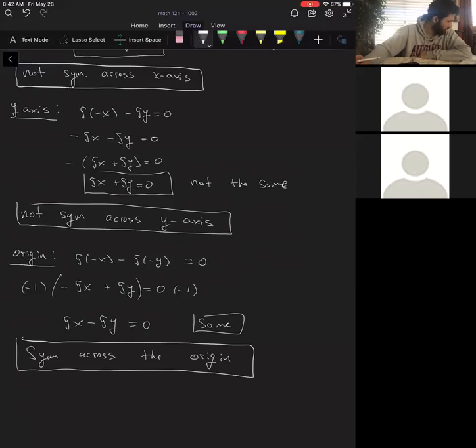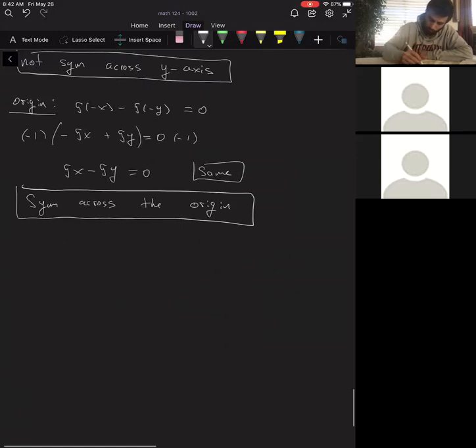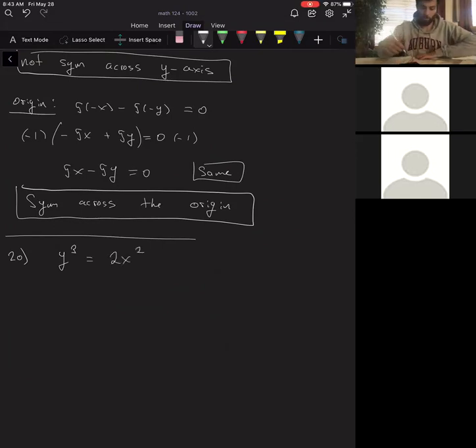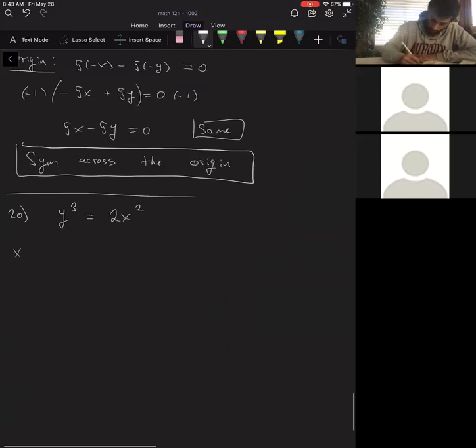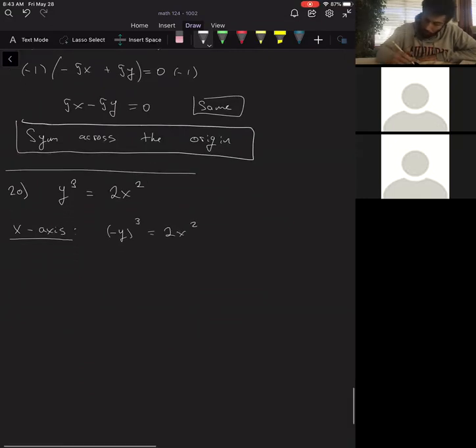All right, let's do one more like that. How about number 20? Here we are given that y cubed is equal to 2x squared. Now let's see what type of symmetry this has. For the x-axis, we replace y with minus y and see if anything changes. So we're going to have minus y cubed equals 2x squared. Minus y cubed is minus y cubed; if we cube a negative, the minus still stays. So this equals 2x squared.